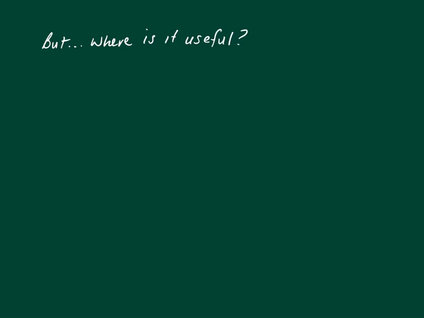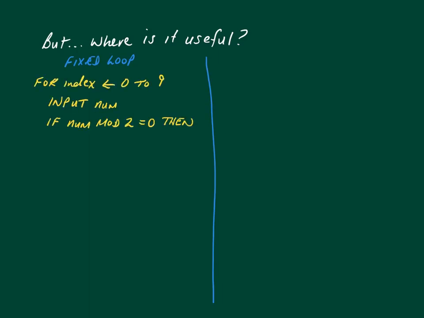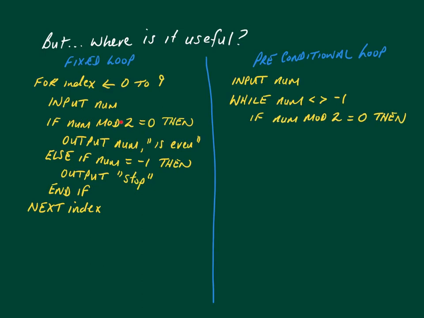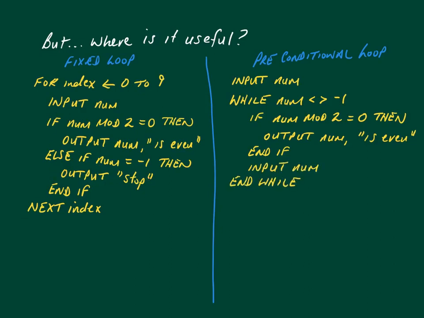But if we compare the fixed loop to the preconditional loop, in the fixed loop, in this example, we're looping 10 times, we're getting the number from the user, and we say that if the number entered mod 2, so the remainder of the division by 2, is 0, then we can say it's even. Otherwise, if the number entered is -1, then we say stop. And then we end the if, and then we end the next.